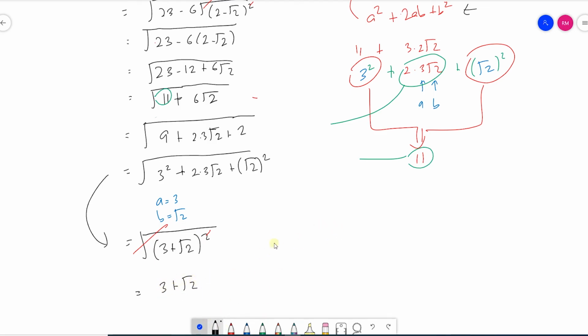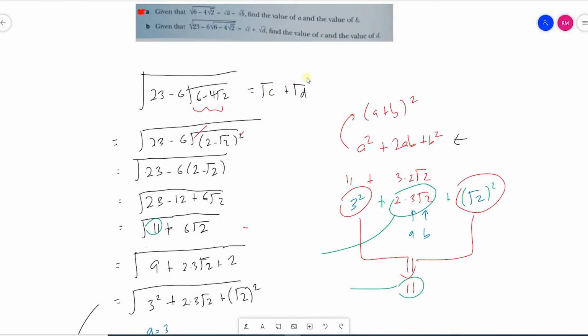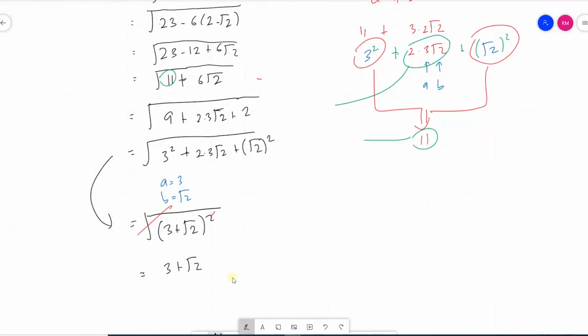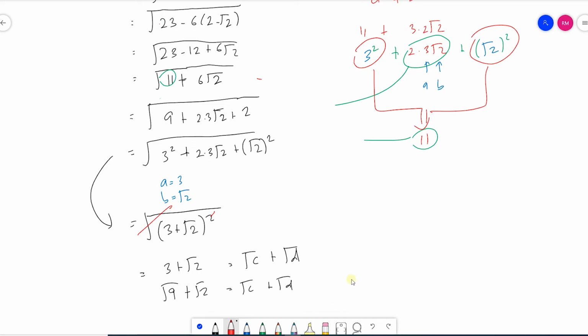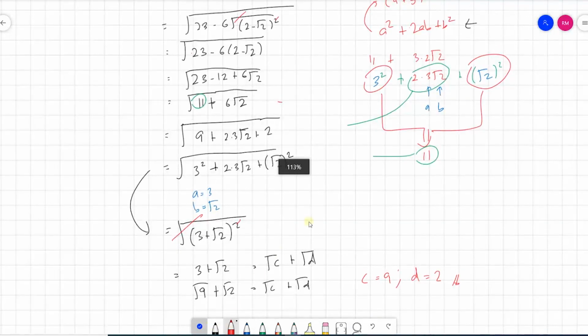But we need to compare with the question. The question asks us to compare with surd c plus surd d, correct? So which is equal to surd c plus surd d. Alright, this is not in the form of surd, but it's very easy. If you want to change it, just change it to be surd 9 plus surd 2, because surd 9 is equal to 3, correct? And then compare with surd c plus surd d. So c is equal to 9 and d is equal to 2. So this is the method to solve question number 3.